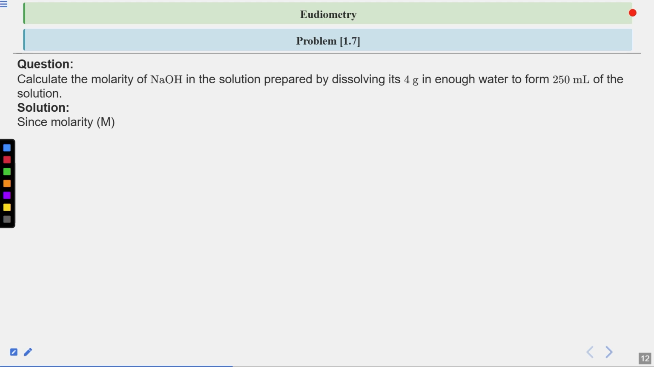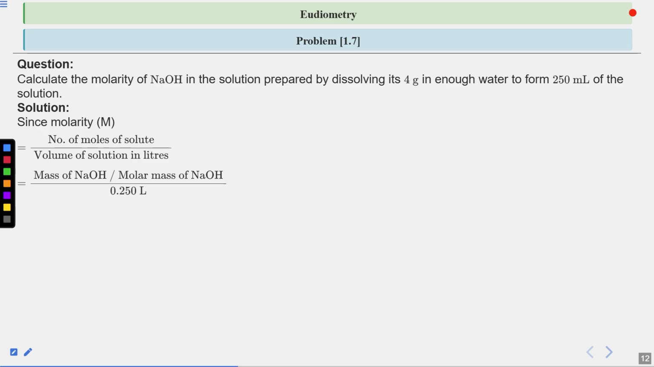So how will we calculate the molarity? I'm already getting some answers. It is 1.6 from Pratik. How do we calculate the molarity? It is the number of moles of the solute divided by the volume of the solution in liter.